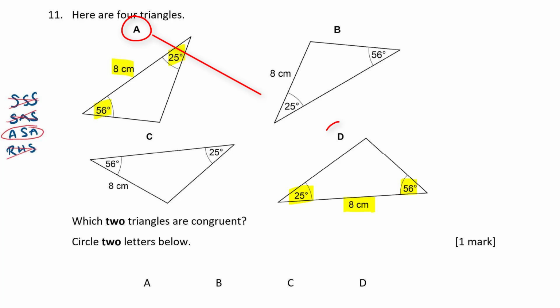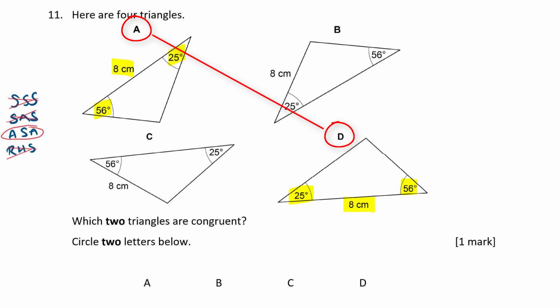So this one and this one are congruent. Now the other 2, you could still use ASA if you worked out this other angle, and then you've got 2 angles and the side between them. But you'll notice it's the different pairing, isn't it?